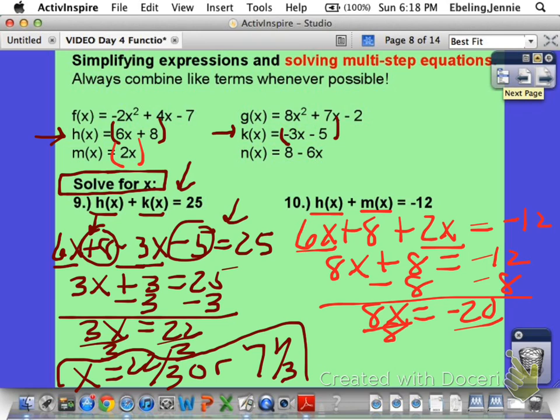Divide both sides by 8. I get x is equal to, now 8 does not divide into negative 20 evenly. I can reduce that fraction. They're both divisible by 4, so negative 5/2, or I could write that as a mixed number. So I have x equals negative 5/2 as my solution.